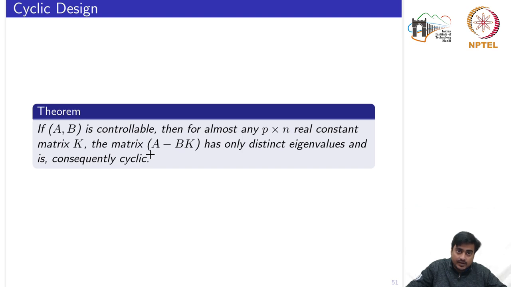So this is the main benefit, that there we need to iterate for those K bar, but here the closed loop state matrix has only distinct eigenvalues for almost all K. Now with the distinct eigenvalues, we also ensured at the same time that it would be cyclic, because it contains all the distinct eigenvalues.